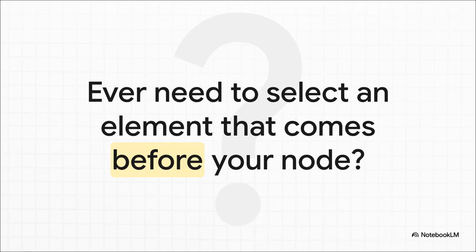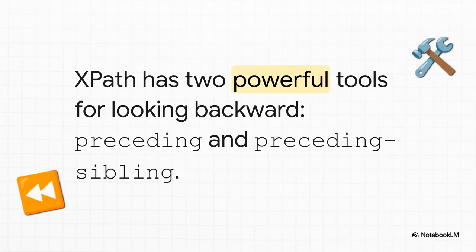You're writing a test, you've got your anchor point on a web page, but the thing you actually need to click or check comes before it. How in the world do you go backwards up the page? It's a super common problem, right? Well, luckily for us, XPath gives us two awesome tools for this exact job, preceding and preceding sibling. Yeah, they sound almost the same, but understanding just one key difference between them, it's a total game changer for how you write your locators.